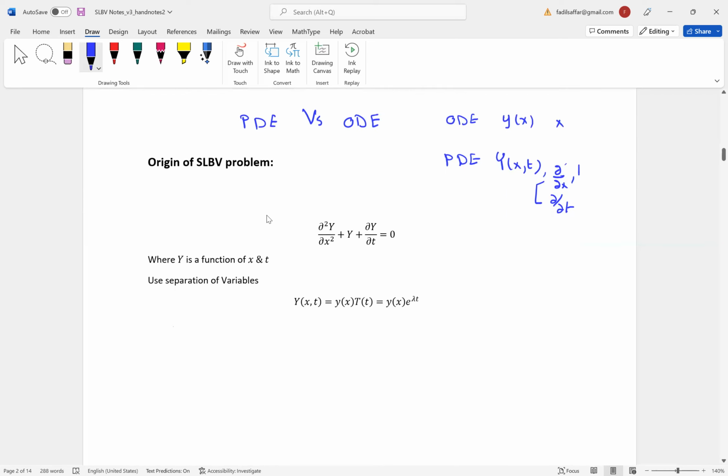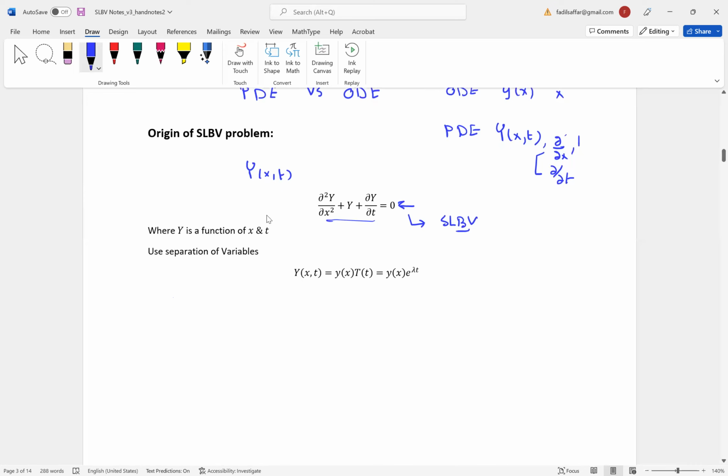Let's take this example here, where we have a partial derivative. We have a function y, and let me highlight here that this function y is a function of x and t. And we have the partial derivative, and it's described by this equation, which is the partial derivative with respect to x twice plus y plus y of t. And we want to see how, starting from this equation, how can we get an SLBV problem or SLBV statement, or the SLBV differential equation anyway.